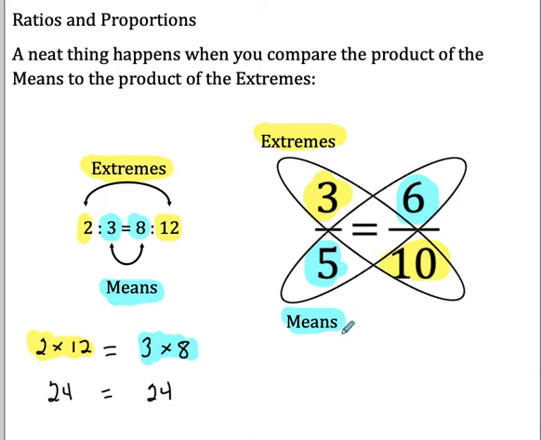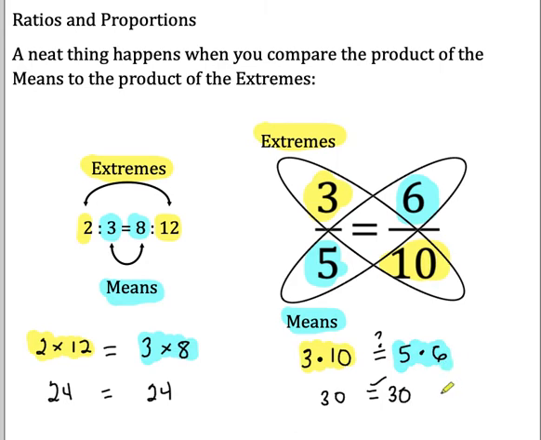That's pretty cool. It works if I write it this way too, as a fraction. And actually, one of the neat things about writing it as a fraction is you can see this cross pattern here, right? So the product of the extremes would be 3 times 10. I'm pretty sure it's going to be equal to the product of the means, but let's find out. So 3 times 10 is 30. Look at that. 30 is equal to 30. So the product of the extremes, again, is the same as the product of the means.